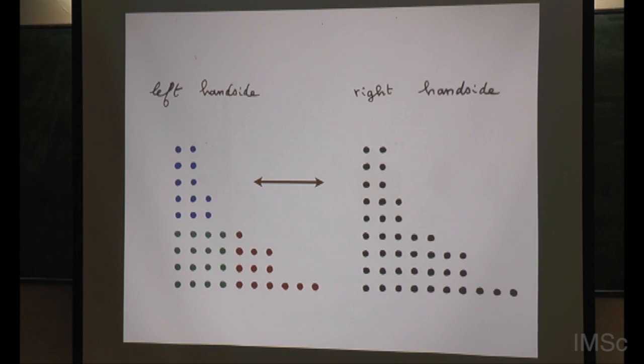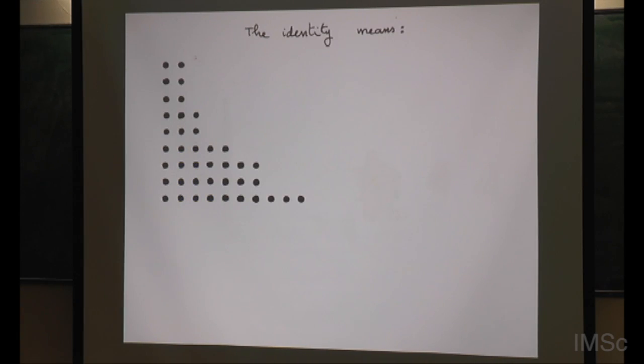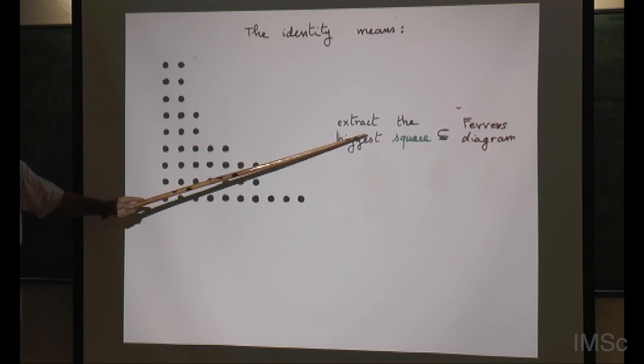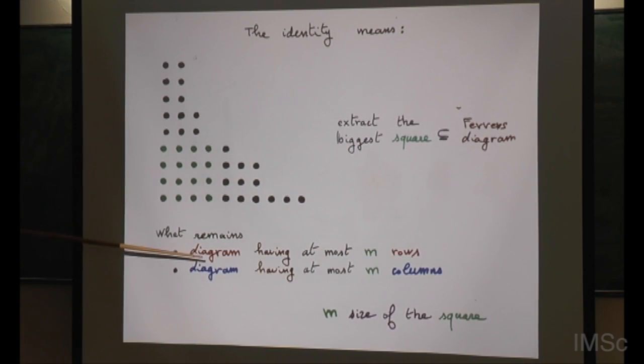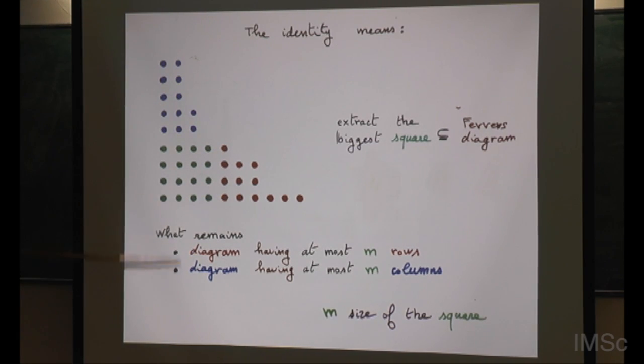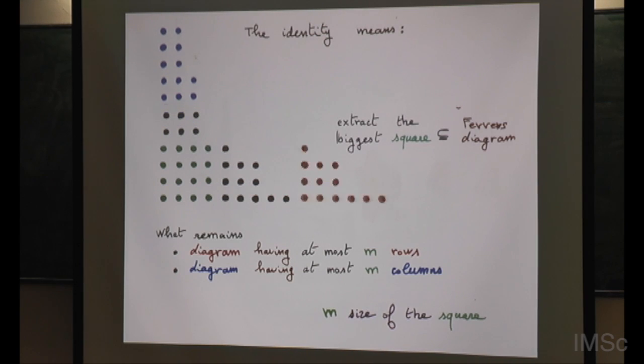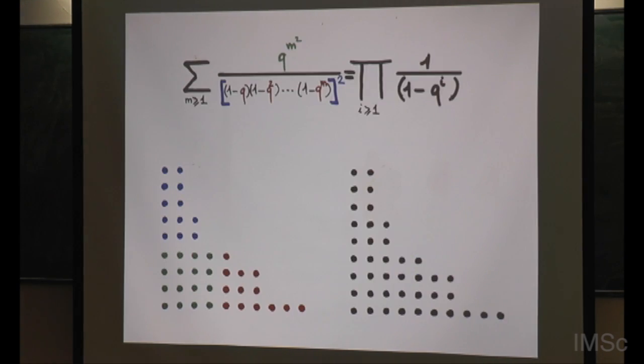And what is the proof of the identity? The identity means that if from a Ferrer diagram you extract the biggest square you can find in the Ferrer diagram, like this, what remains here is a Ferrer diagram with at most m rows, and here a Ferrer diagram with at most m columns, and that's the proof of the identity. End of the proof, you see.